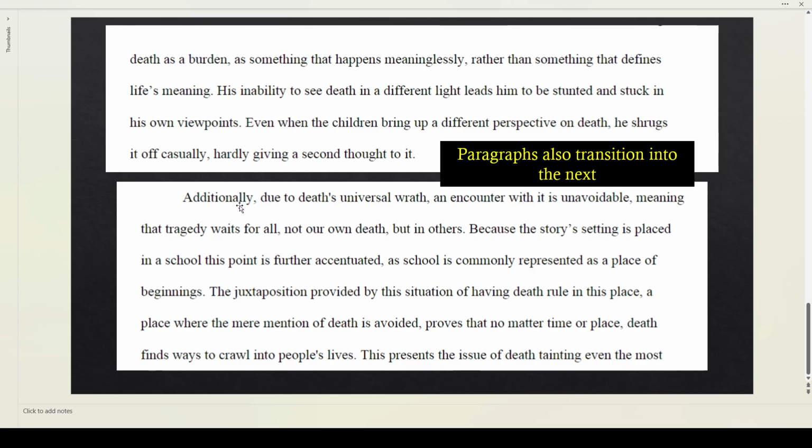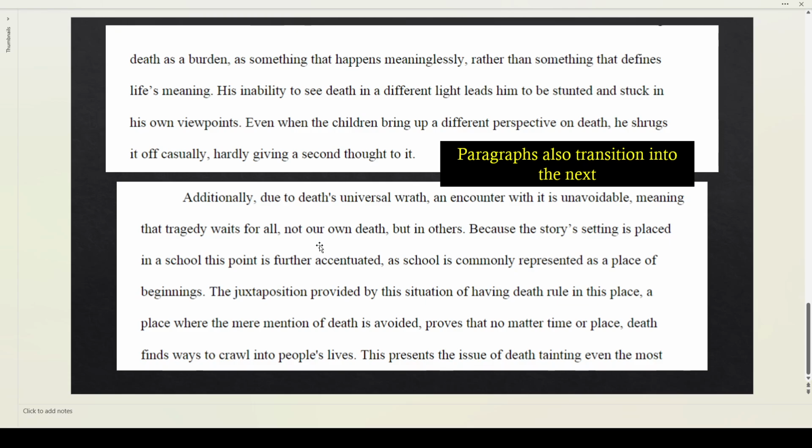So the student writes additionally. Additionally is a good transition word, and it doesn't have to be additionally, but they're thinking about how to add to their argument here. So additionally, due to death's universal wrath, an encounter with it is unavoidable, meaning that tragedy waits for all, not our own death, but in others. Now, admittedly, this sentence is a little bit lengthy, wordy, and choppy because of this little phrase here. I guess the organization of it ultimately is just too much, right?